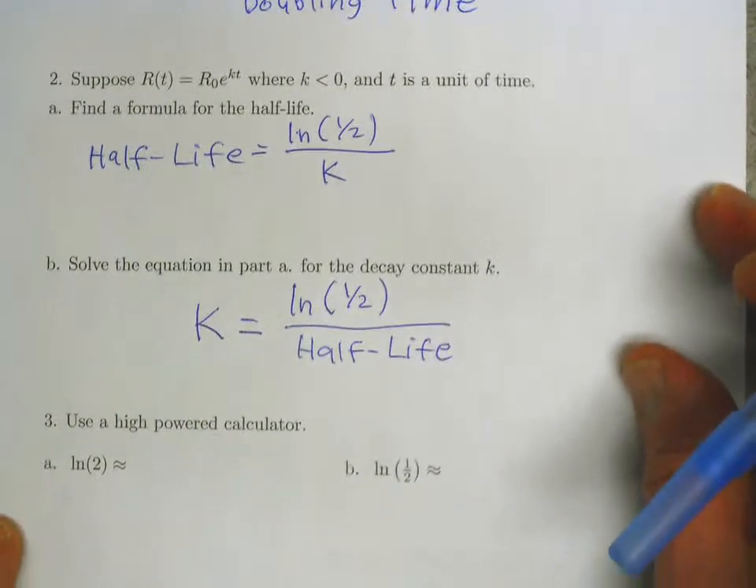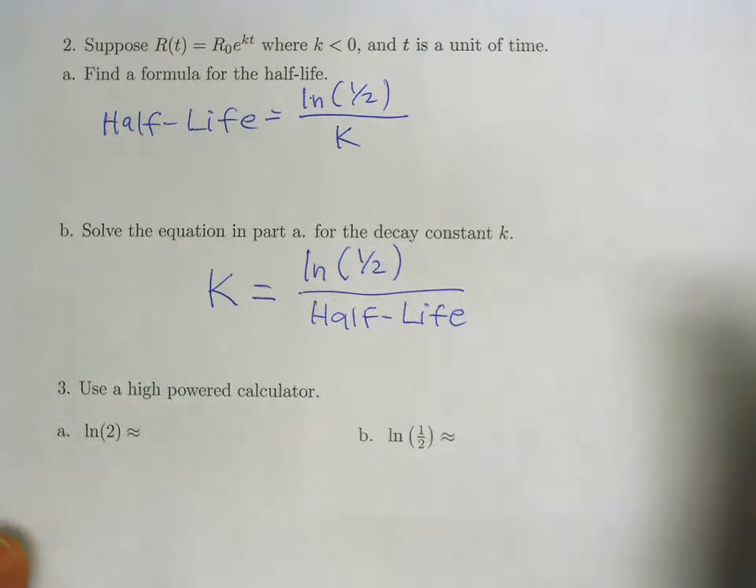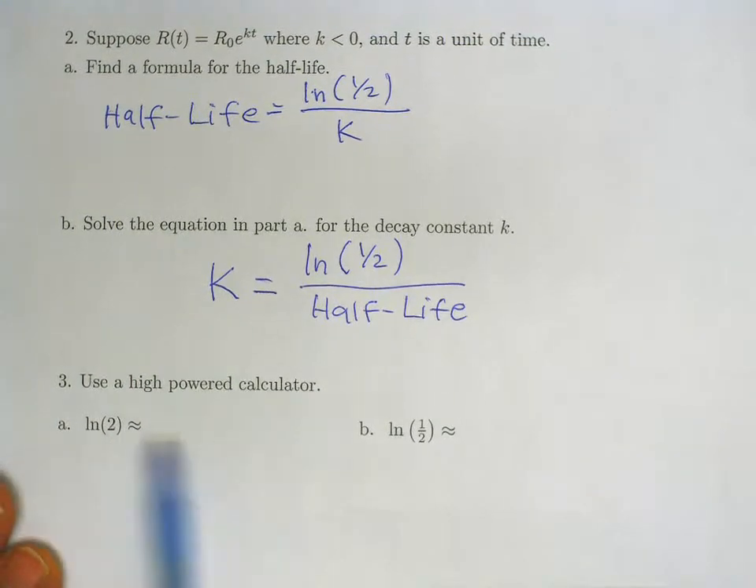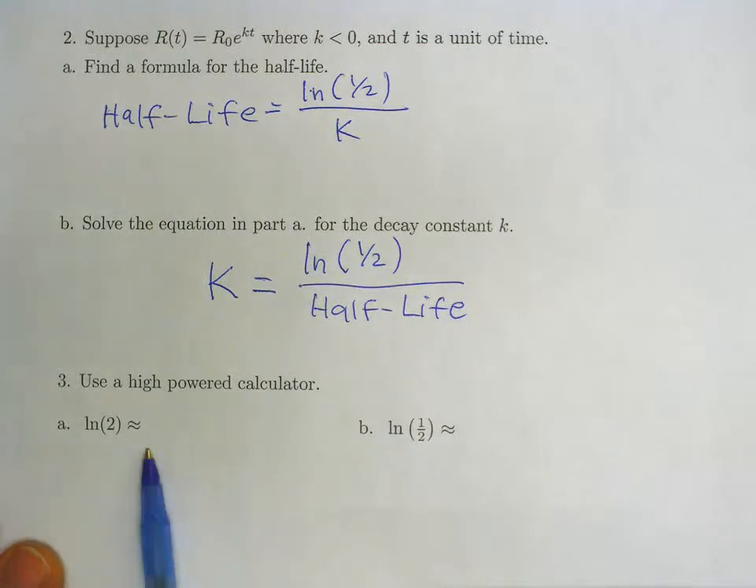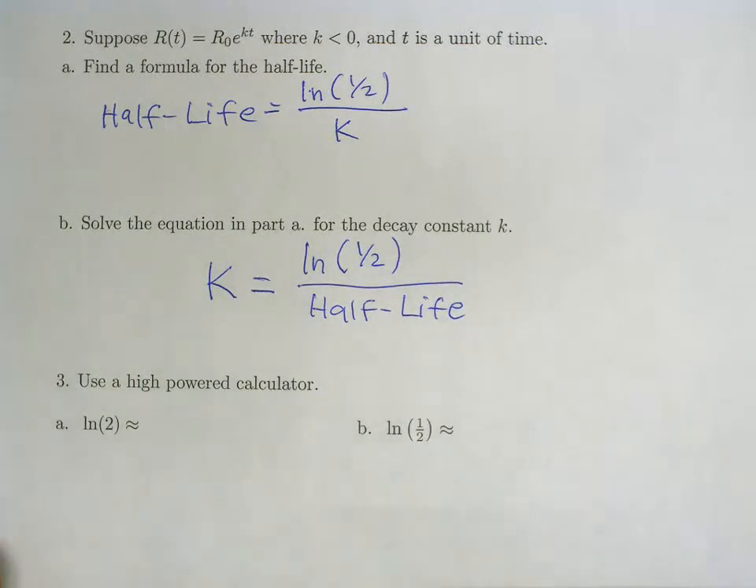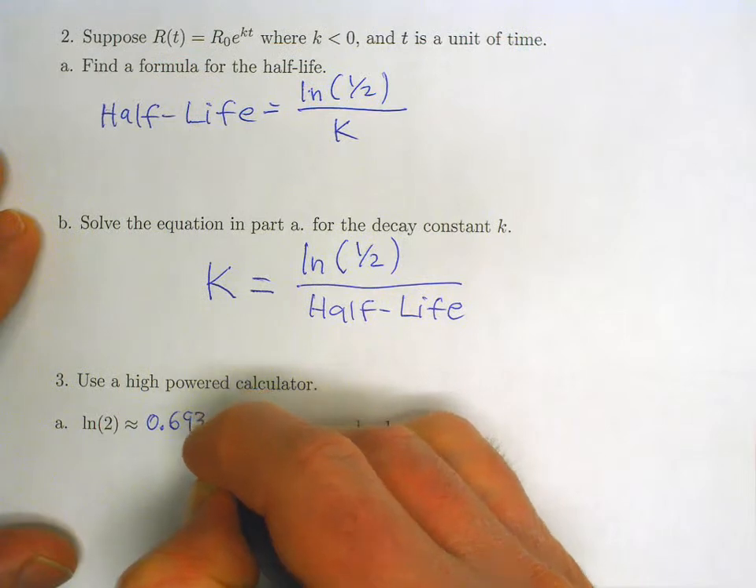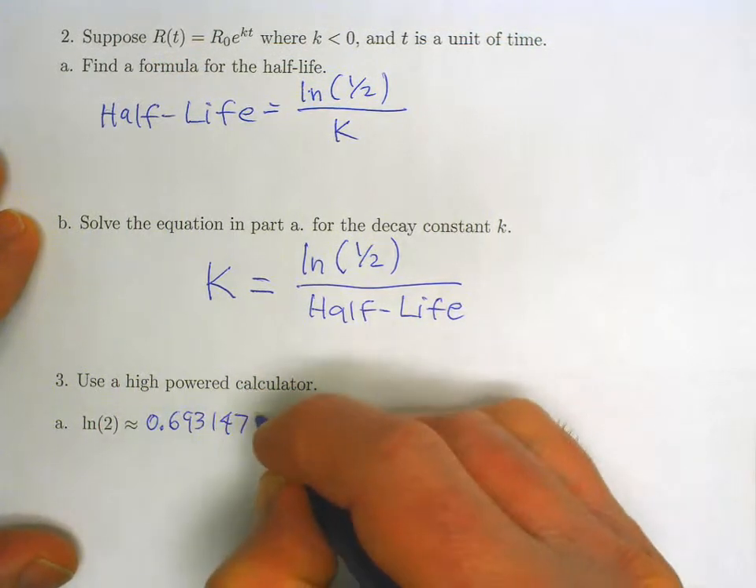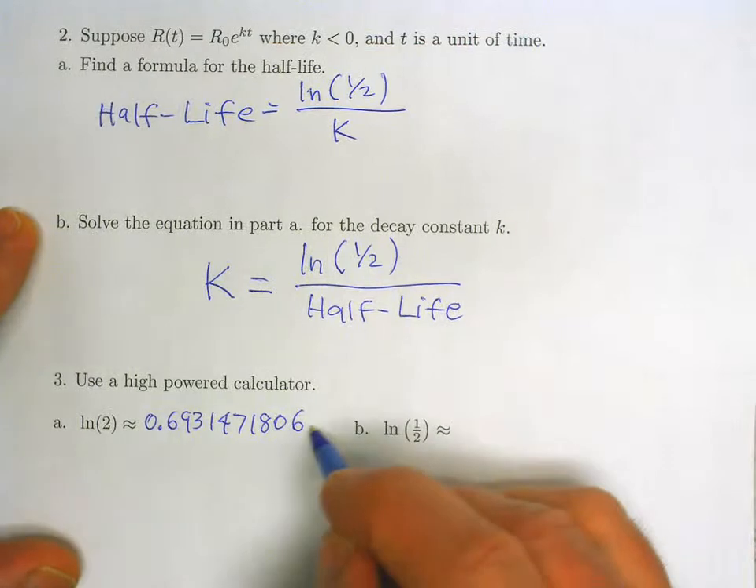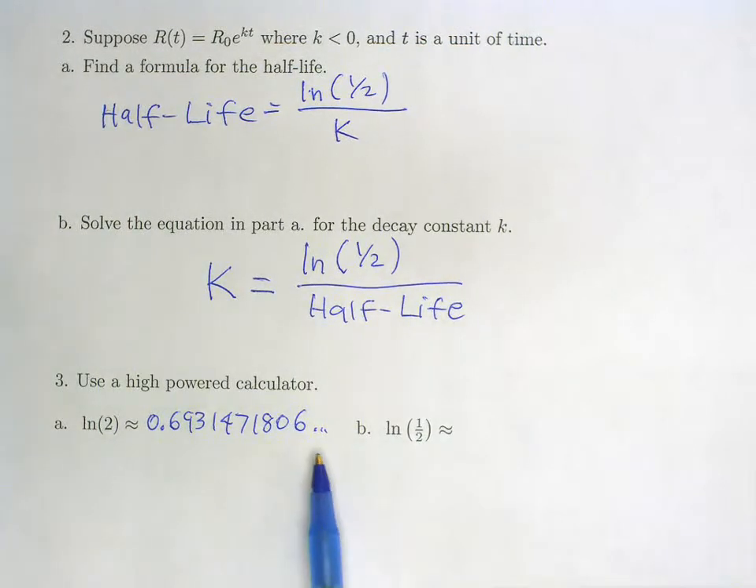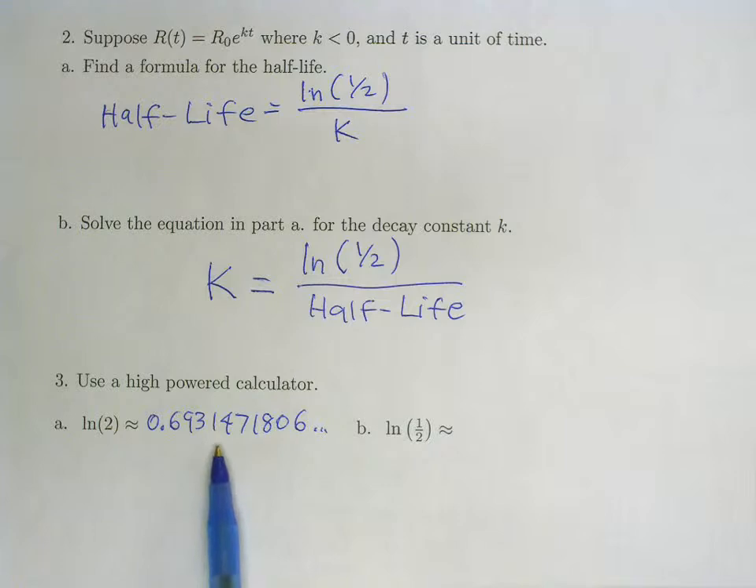Okay, one last thing, and then we'll be able to start the quiz. Use a high-powered calculator, the natural log of 2. Knowing what the natural log of 2 is in decimal form is sort of handy. The natural log of 2 is just 0.6931471806, and then it's a non-terminating decimal, but if you can write it out to 10 decimal places, that's a pretty good approximation.